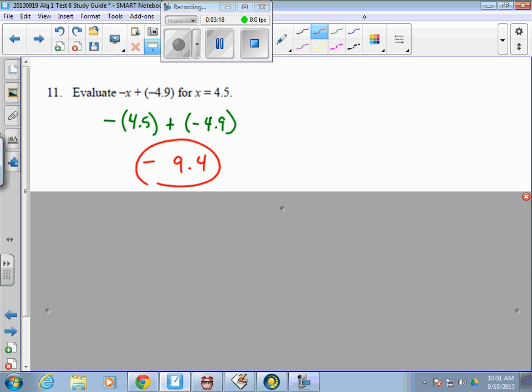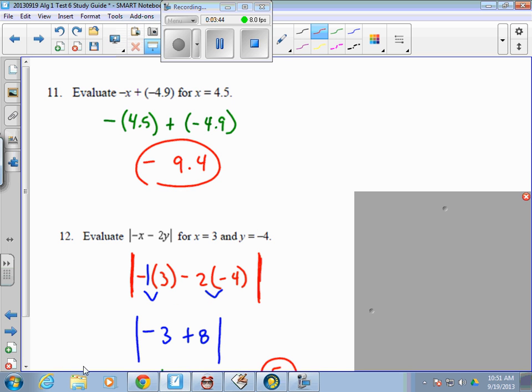Number 11 says evaluate negative x plus negative 4.9 when x's value is 4.5. First thing you do is plug in 4.5, but notice there's a negative in front of that x or in front of that 4.5. So now you have negative 4.5 plus negative 4.9. So you add those absolute values together. 4.5 plus 4.9 is 9.4, and they're both negative, so keep the common sign negative.